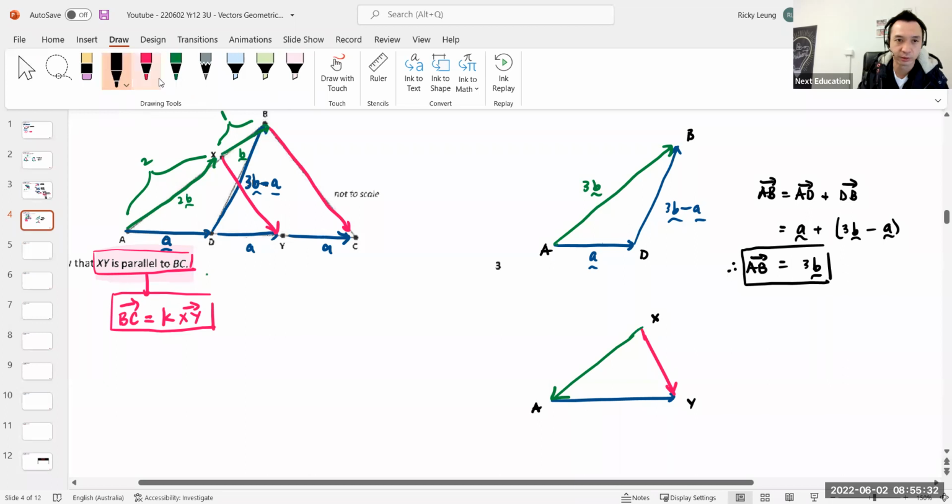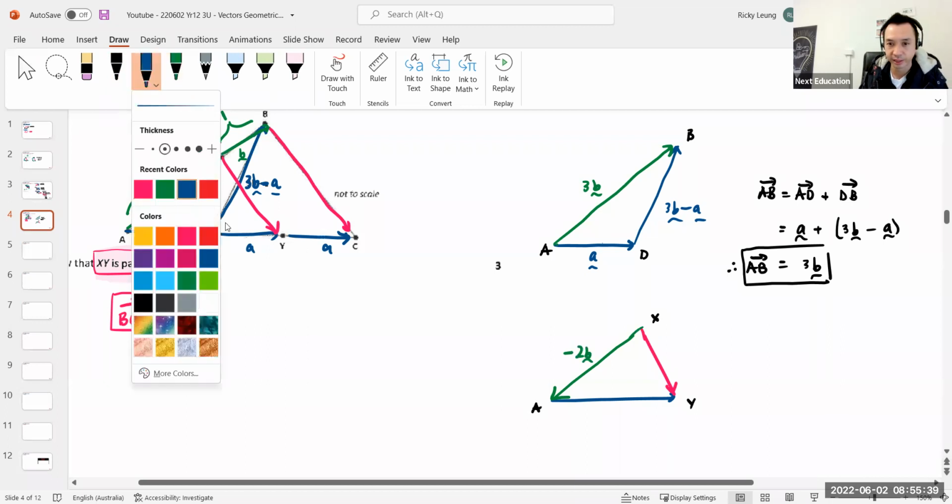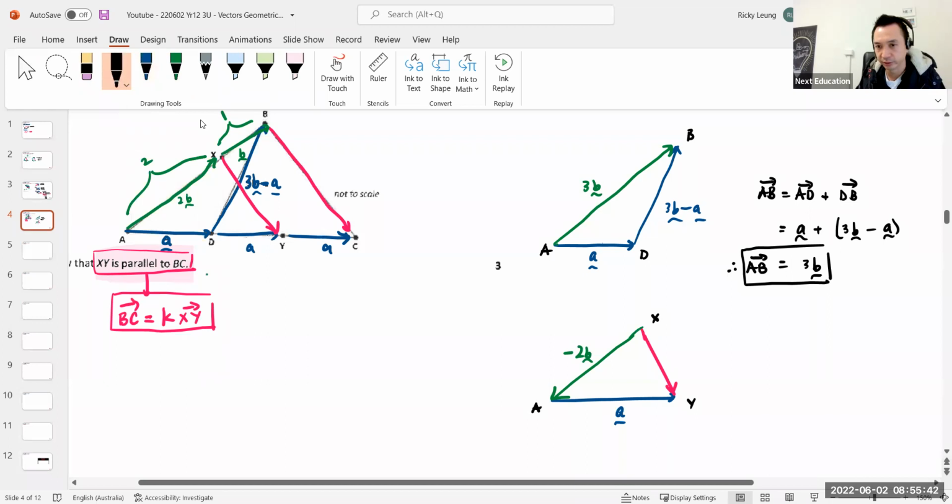So there's A, now what's green again? Green is 2B, or negative 2B now, because I'm going backwards. And then this is blue, that's A. So therefore I can conclude XY as a vector equals minus, oh, wait. This A on the bottom, it's actually two lots of A's. Yeah, 2 lots of A. Because X, Y is here, D's over here, so it's like minus 2B plus 2A.